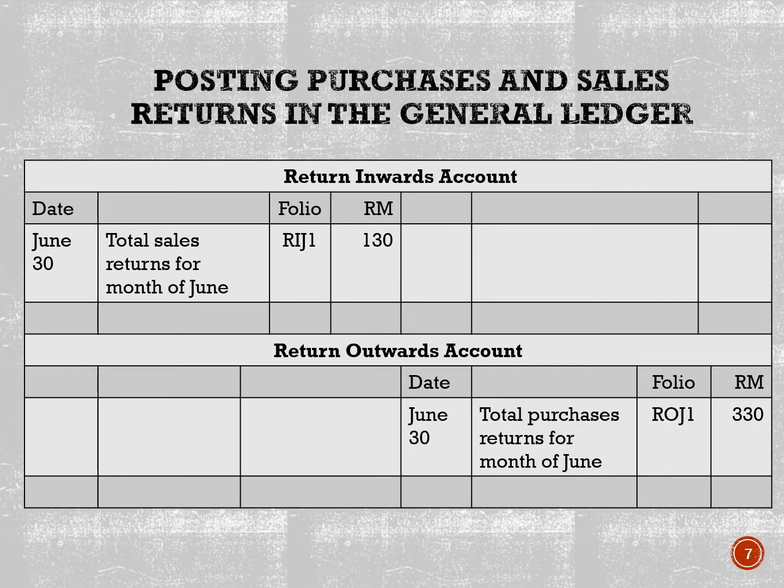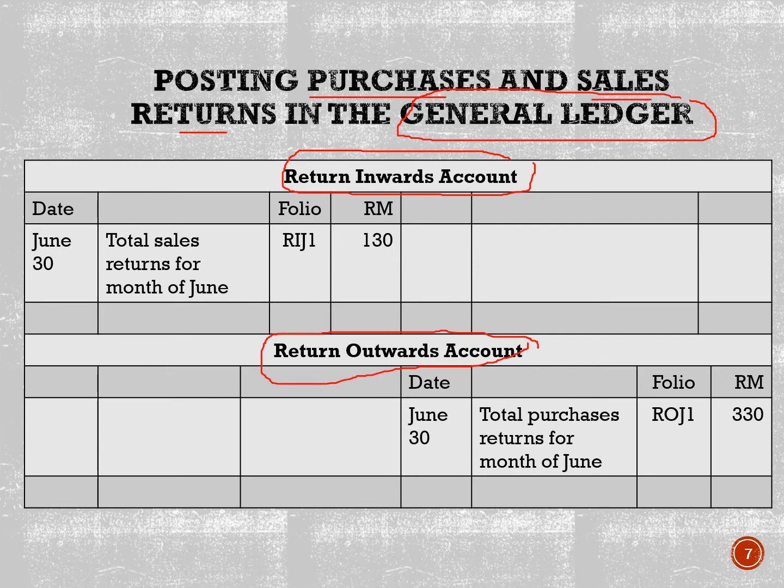Okay, next. Okay, this one is kita akan post purchase and sales return dalam general ledger. Okay, dalam purchase ledger dengan sales ledger kita akan letak nama orang yang kita jual atau kita beli. Tapi dalam general ledger, kita akan buka akaun baru, return inwards account dengan return outwards account.